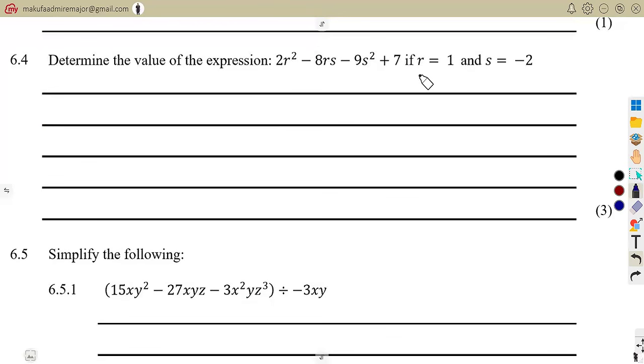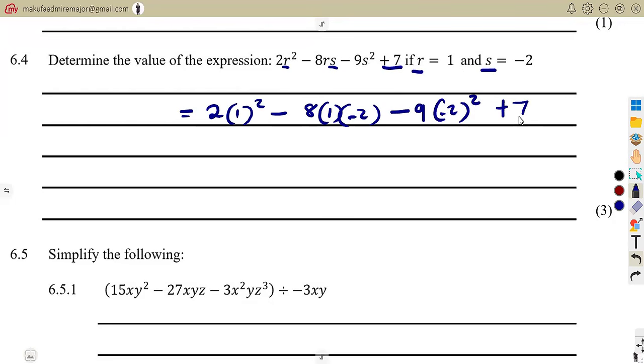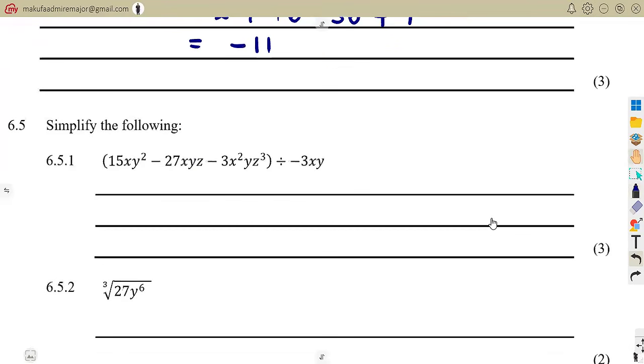6.4. Determine the value of this expression if r is 1 and s is minus 2. So you just have to substitute: in place of r, that is 1, 1 to the exponent of 2, minus 8 times r, which is 1, s is minus 2. All right, minus 9, s squared, s is minus 2, so that's minus 2 squared, plus a 7. So let's simplify. 1 squared, that's 1 times 2, which is 2, minus 2 times 8 times 1, that is 16, minus 2 squared, that's a 4. So you've got minus 9 times 4, which is minus 36. So that's a negative 36 plus, you're going to obtain negative 11.